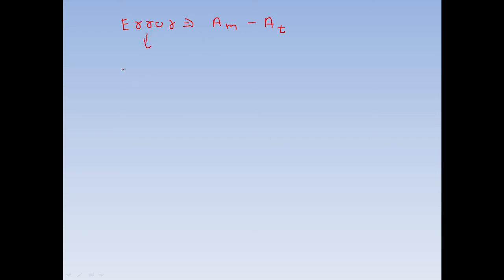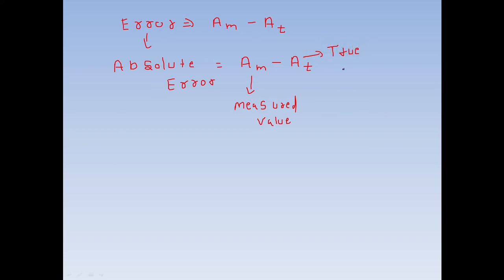So it is defined as absolute error. Absolute error is the algebraic difference between the measured value minus true value. Here AM is defined as the measured value, and AT is defined as the true value. So absolute error is the difference between the measured value minus true value.